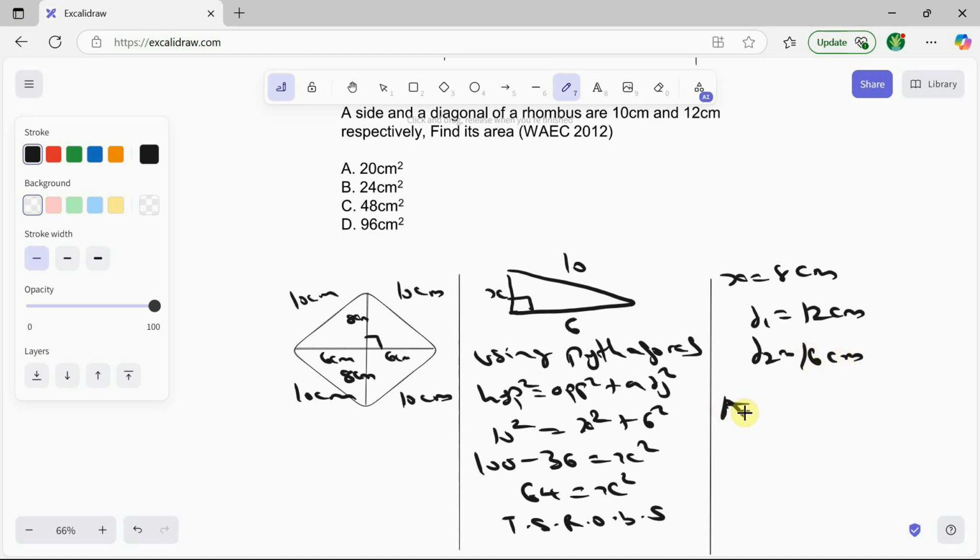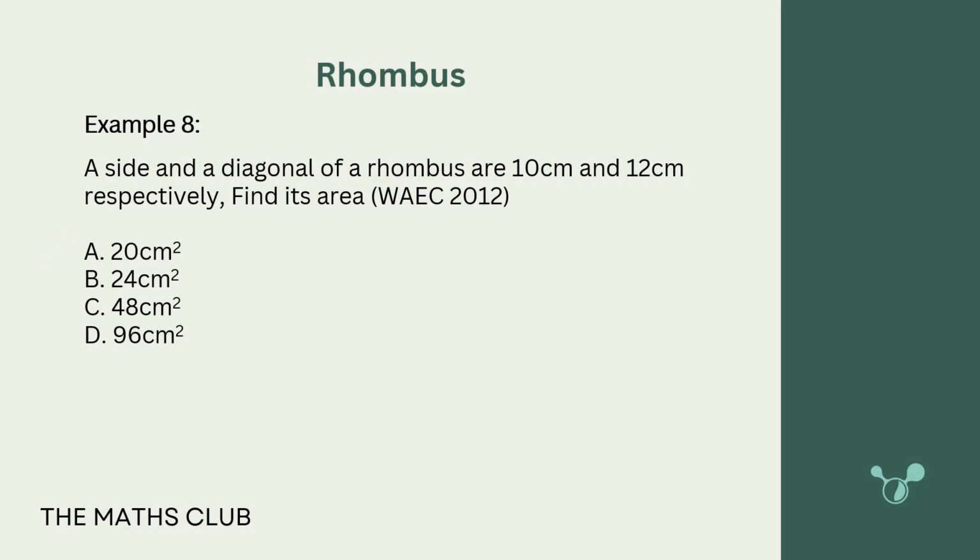So the area will just be half times 12 times 16. So 2 here, 1, 2 here, 6. So 16 times 6, that will give you 96 centimeter squared, and that will be option D. Let's see if we're correct.